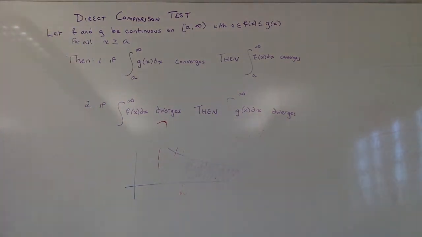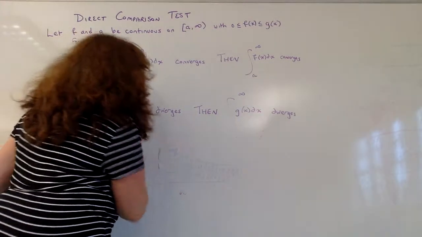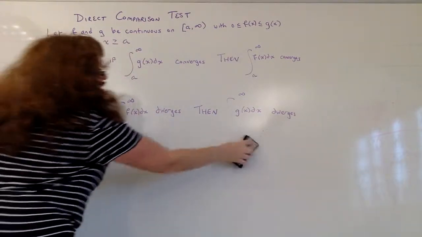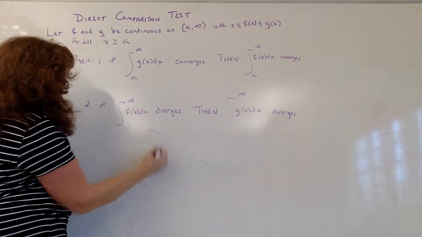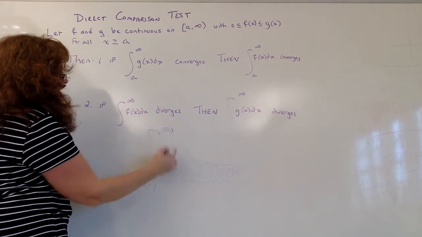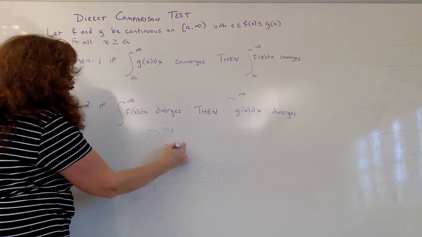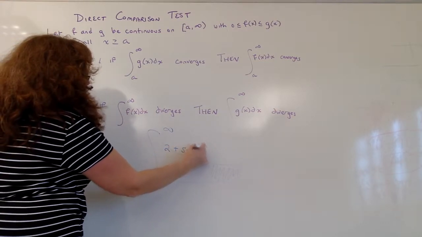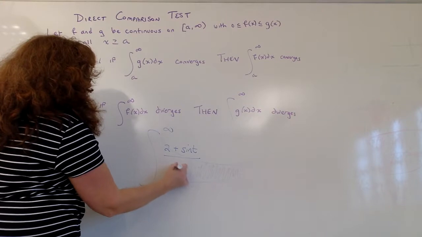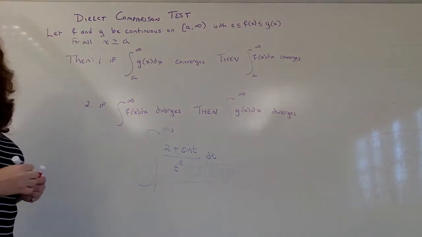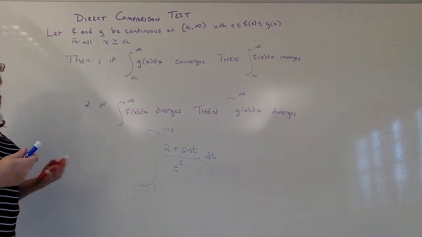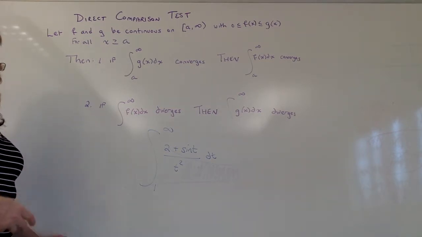We want to investigate the convergence of it, but we don't know how to integrate it. And this is where the direct comparison test comes in handy. So just for example, suppose I take the integral from 1 to infinity of 2 plus the sine of t over t squared dt. And I'm trying to figure out if this is infinite or if this is finite.